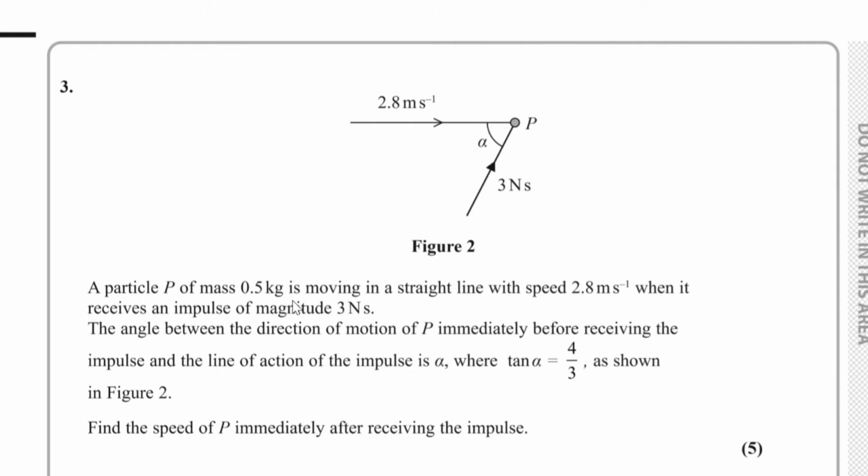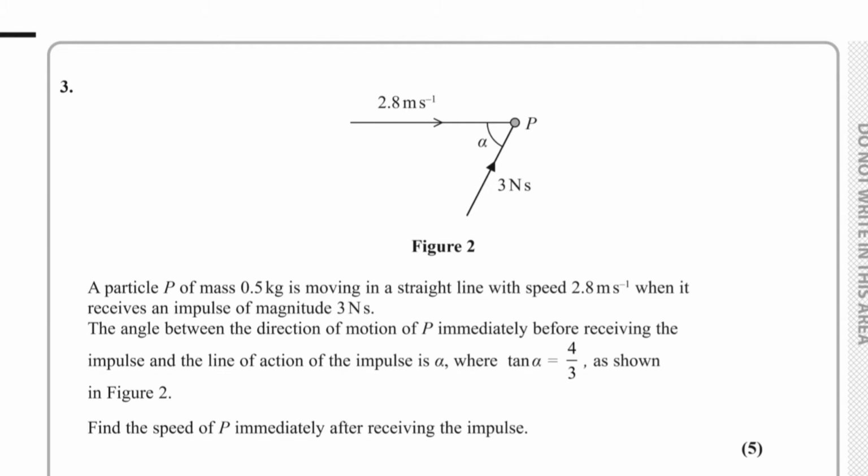Question number 3. A particle P of mass 0.5 kilograms is moving in a straight line with speed 2.8 meters per second when it receives an impulse of magnitude 3 newton seconds. The angle between the direction of motion of P immediately before receiving the impulse and the line of action of the impulse is alpha, where tan alpha is 4/3 as shown in figure 2. We have to find the speed of P immediately after receiving the impulse.